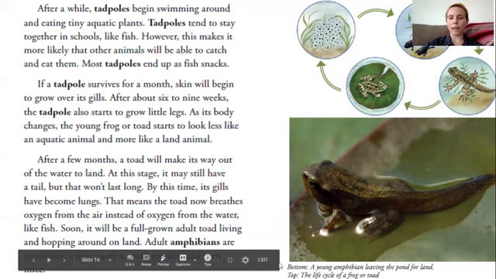So here at the bottom, our caption says, for this photograph, on the bottom, a young amphibian leaving the pond for land. So I can see it still has a tail, but it's also got some legs to walk or crawl or hop with. And then up here at the top, we see again the life cycle of a frog or toad.